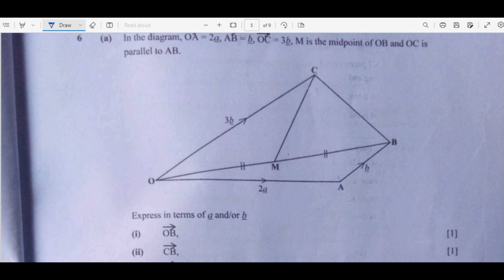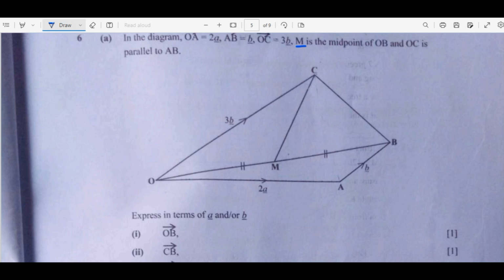So these are very important. You need to make sure that you understand what is meant by the midpoint. The midpoint is just the point that divides a line into two equal parts. Now let's look at the first question: express in terms of a and b.